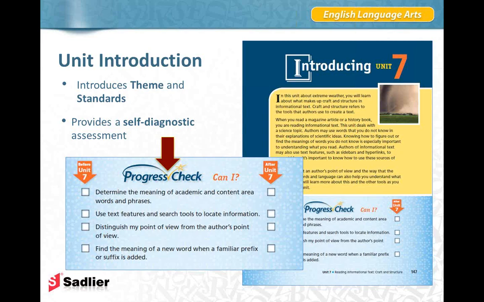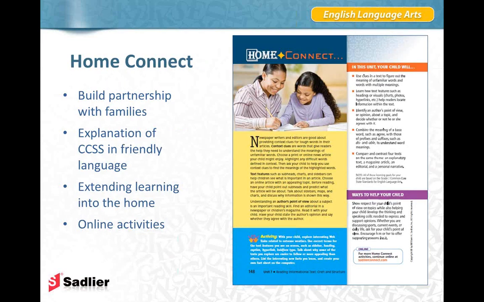So before the unit, you have the student ask the question, can I, for instance, determine the meaning of academic and content area words and phrases? So that's part of the standard of determining word meanings. And so they take a self-diagnostic assessment, and then they follow up at the end of the unit, and after the unit that they have completed, they go back and they check how well they've done.